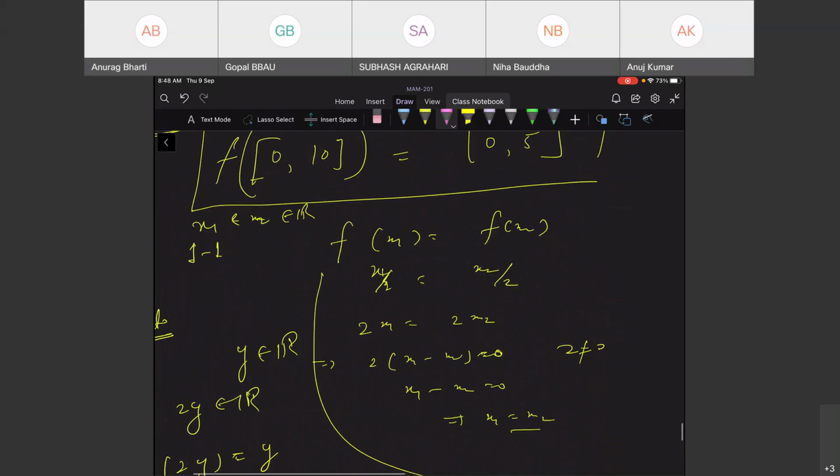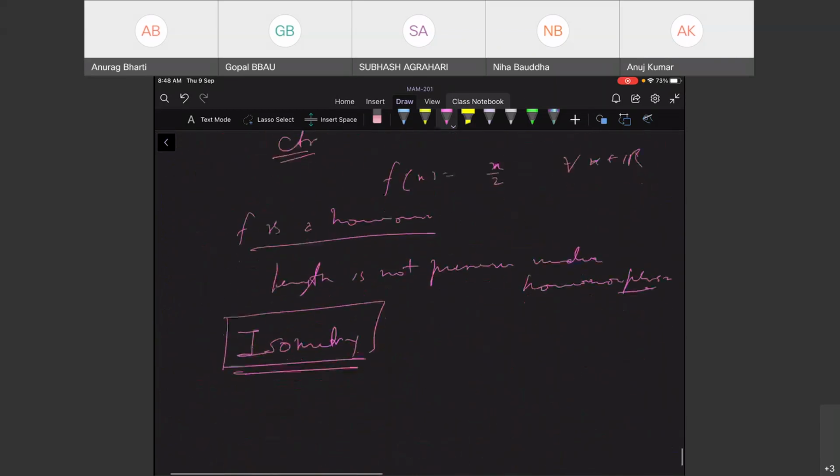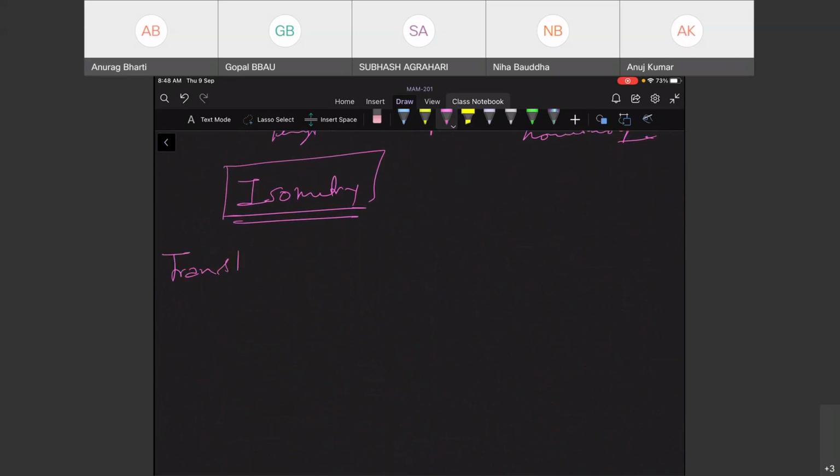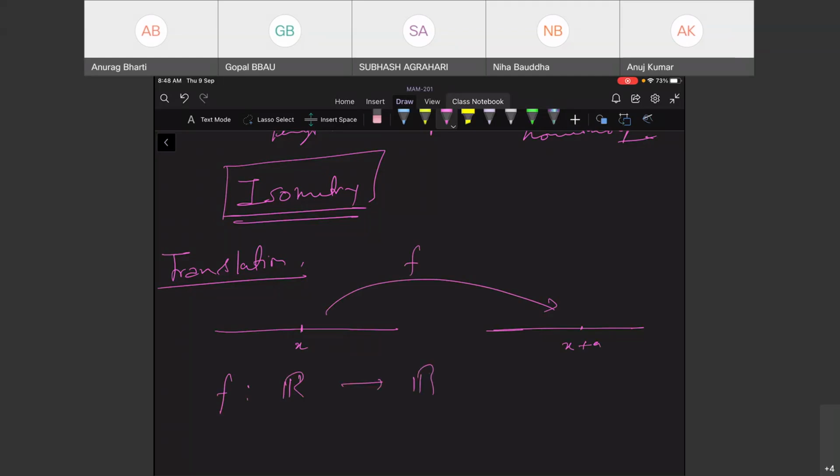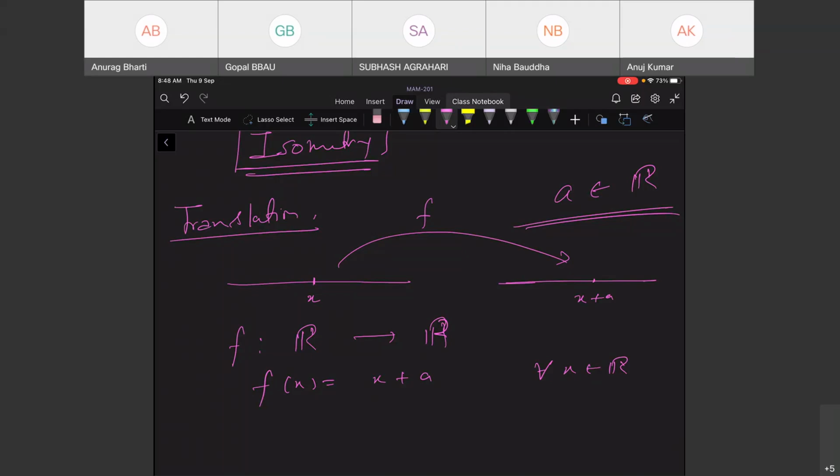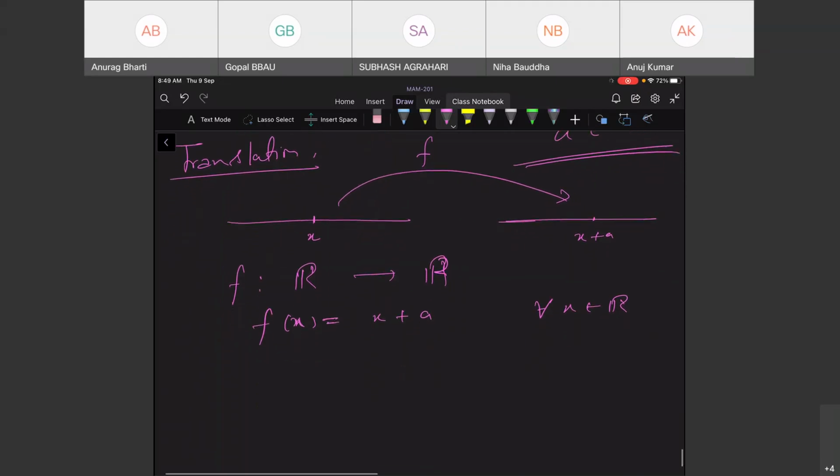So we have seen that scaling is a homeomorphism. We are scaling it now. Another thing is translation. Suppose we have this point x; we are translating it to another point. We will add or subtract something from x, so say this is x plus a. So f from R to R such that f(x) equals x plus a for all x in R. Here some point a in R is fixed and we are translating everything. This means we are adding or subtracting something from each point. You have moved the origin forward or backward in this. This is called translation.